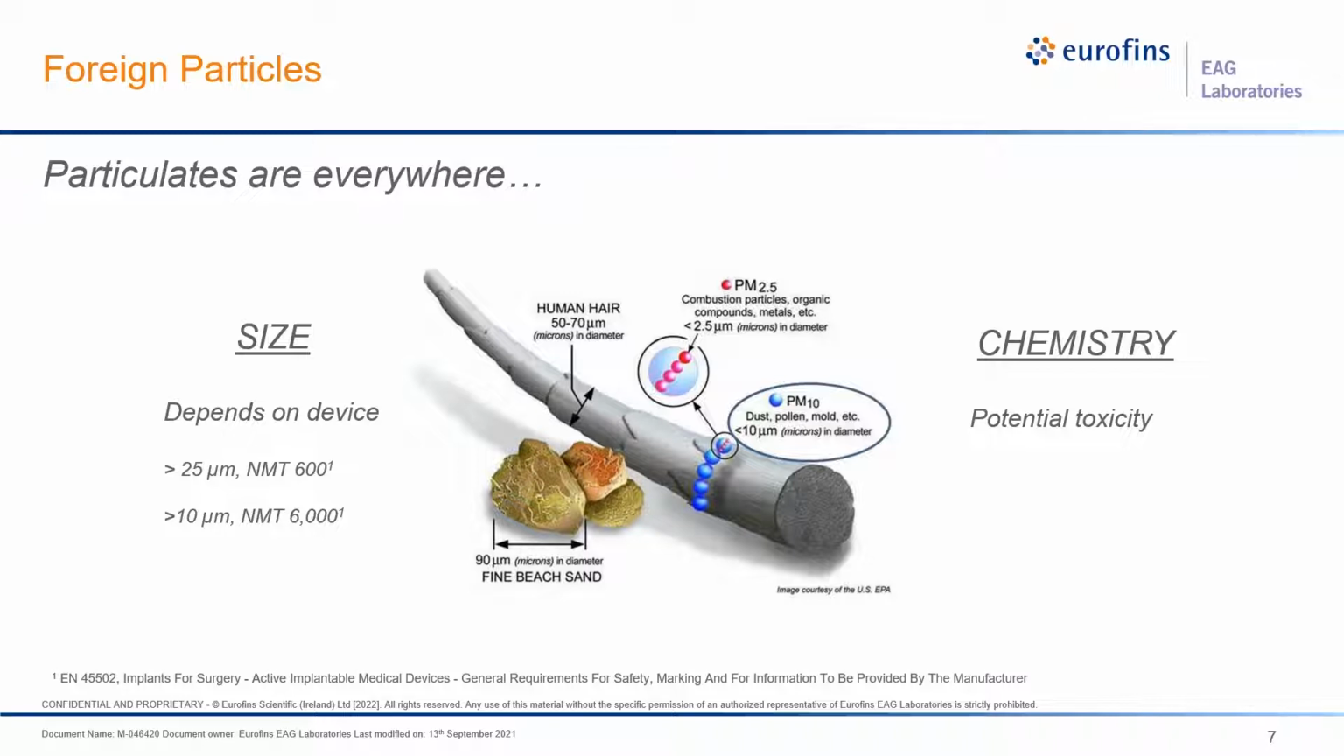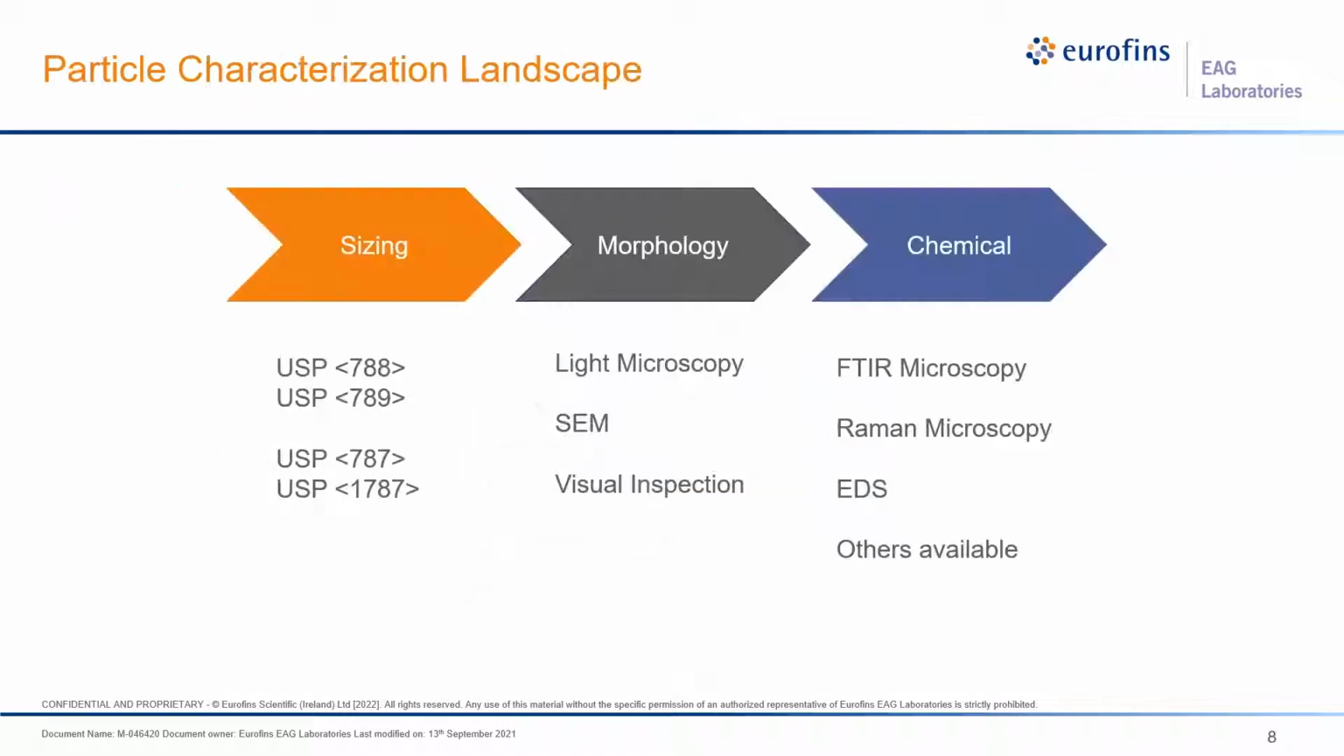And for all the particles observed, the chemistry of the particle is preferred to be known. By that I mean understanding the chemical composition of the particle, which would be used for potential toxicology review to figure out the long-term or short-term effect. In general, particle characterization involves several things, like I said: sizing, morphology, and the chemistry of the particles. For sizing, the medical device and pharma industries have clear guidelines. USP 788 and 789 describe the method to do the sizing.